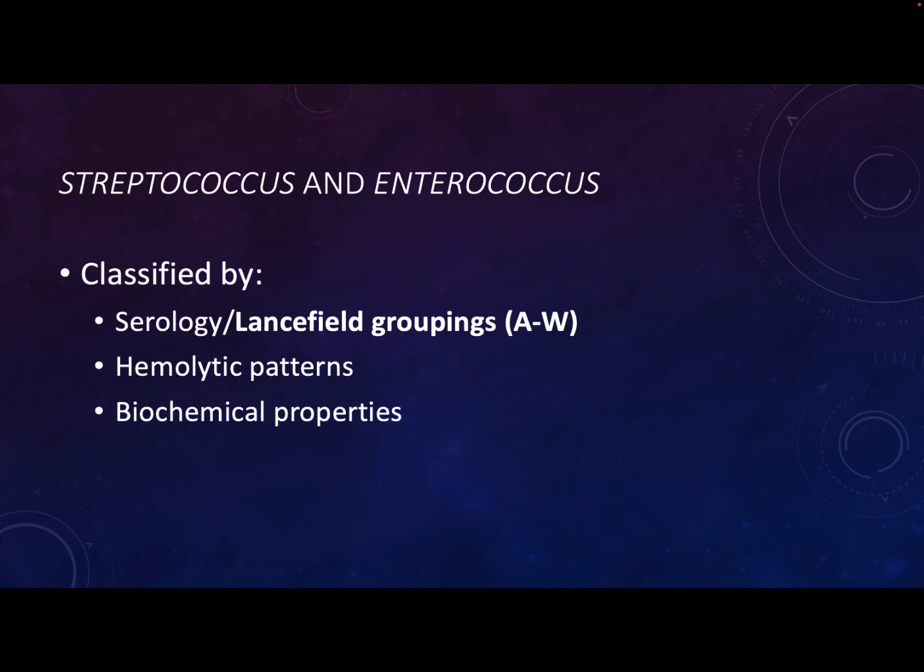They can also be classified by how they break down blood. Some of them are beta hemolytic. They break down all the blood. Some of them are alpha hemolytic. They can break down some of it. And of course, their biochemical properties.